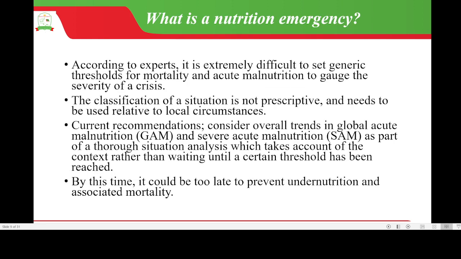According to experts, it's very difficult to set generic thresholds for mortality and acute malnutrition in order to gauge the severity of a crisis. And the classification of a situation is not prescriptive and usually needs to be used relative to local circumstances. The current recommendations consider overall trends in global acute malnutrition and severe acute malnutrition as part of a thorough situation analysis, which takes into account the context rather than waiting until a certain threshold has been reached.